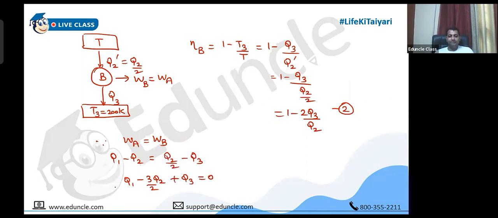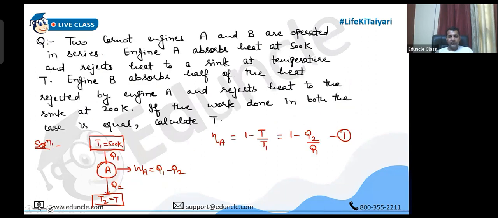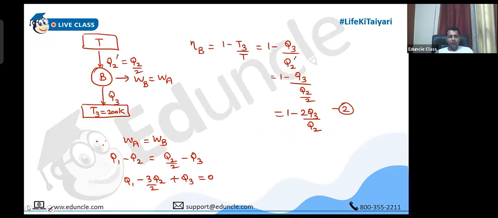So dividing throughout by Q1, we will be able to get Q2 by Q1 that way. And from there we can get Q3 by Q2. Okay, so divide by Q1. Or you can divide by Q2 also, because if you divide by Q2, this will become Q3 by Q2 and this will become Q1 by Q2. So either way you can do it, whichever way you like.